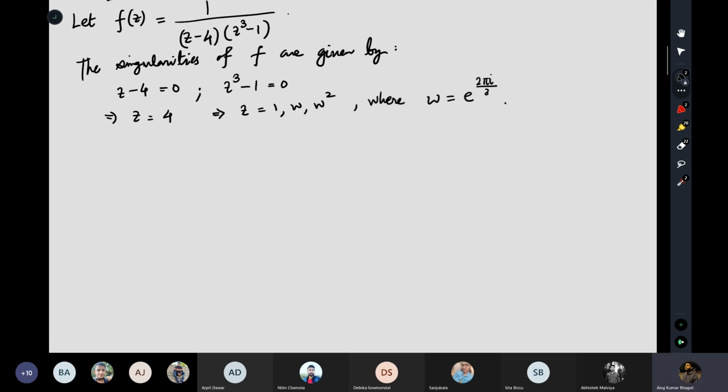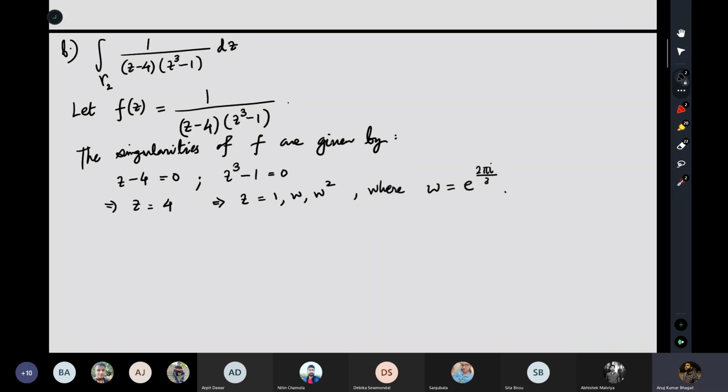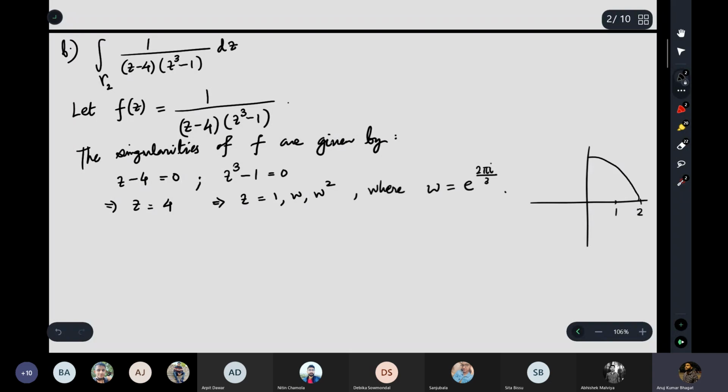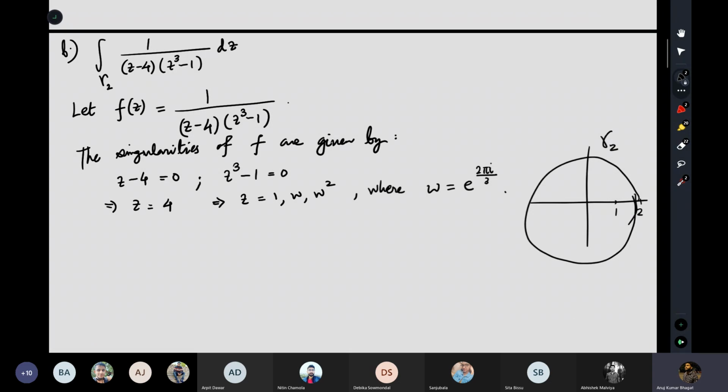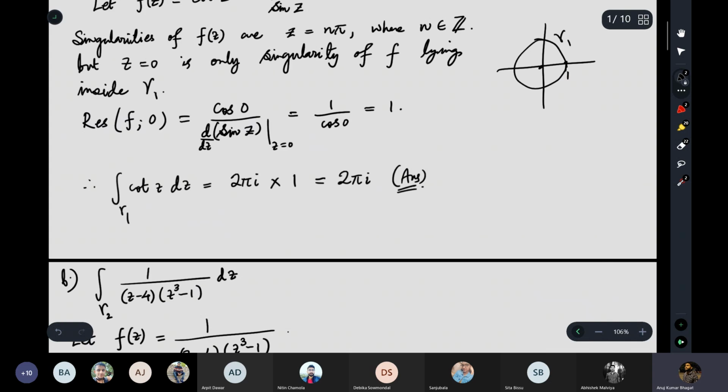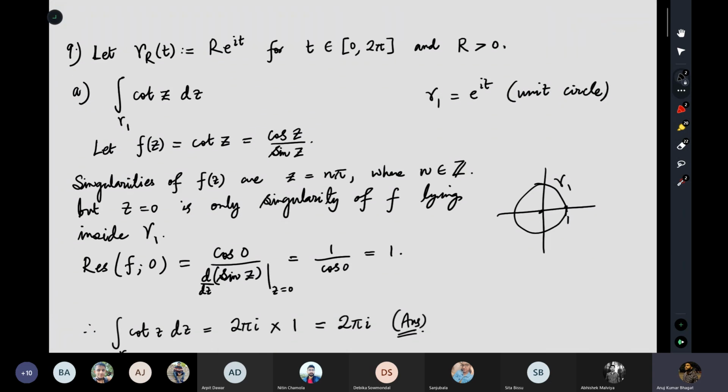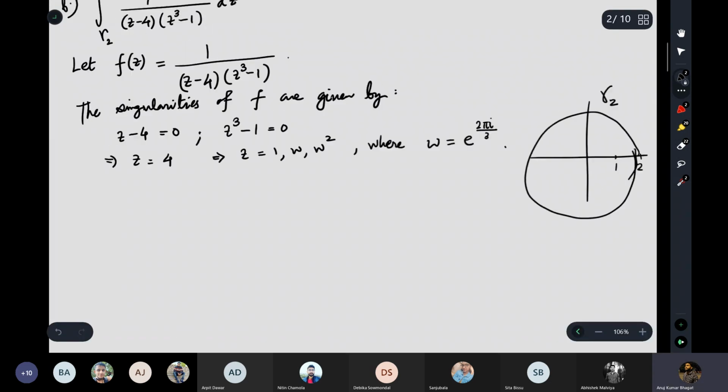Okay, that's fine. So what is the curve given to us? Gamma 2 means the radius is 2. So this is the curve gamma 2, because the radius here is 2. How do I know that the radius is 2? Just look at the definition of gamma R. Here 2 will come, so this is gamma 2. So can you tell me, among these 4 singularities, 1, omega, omega square and 4, which are inside gamma 2?